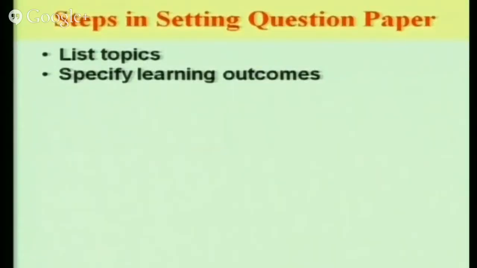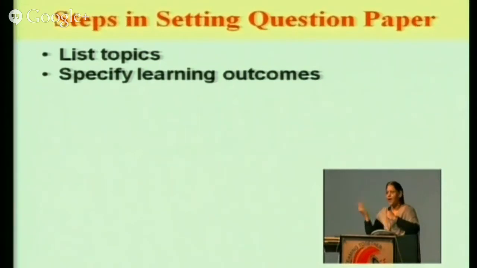The second step is to specify learning outcomes. In many of the syllabi available for various subjects, the course objectives are given at the beginning of the syllabus. If you have a look at those, they can serve the purpose for drafting the questions or items, because there ought to be correspondence between the outcomes and the questions which we set in the examination paper. So a teacher needs to write down the learning outcomes for the various topics which I am going to cover in the question paper.